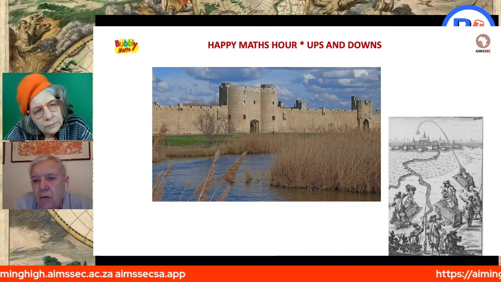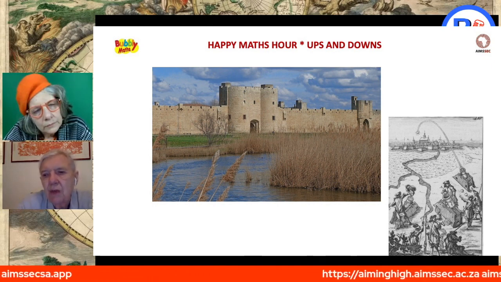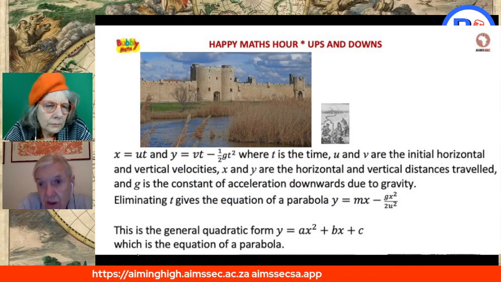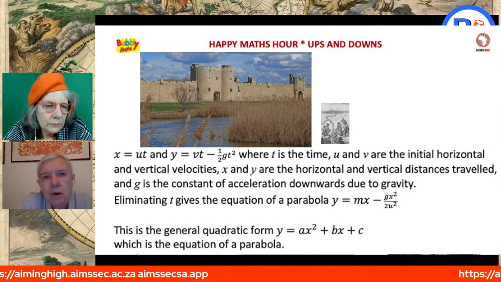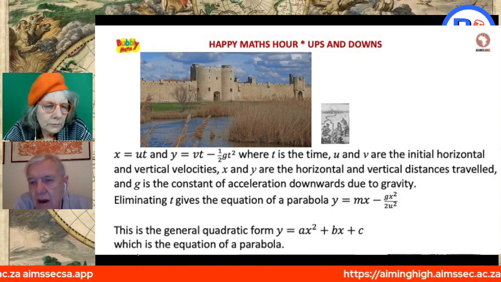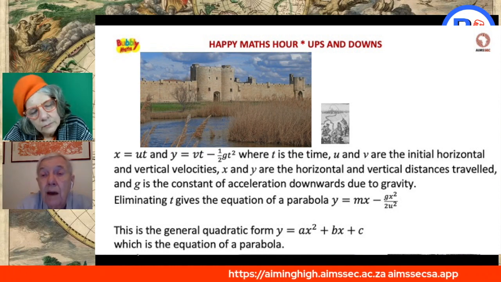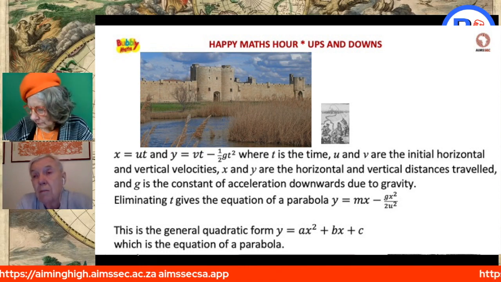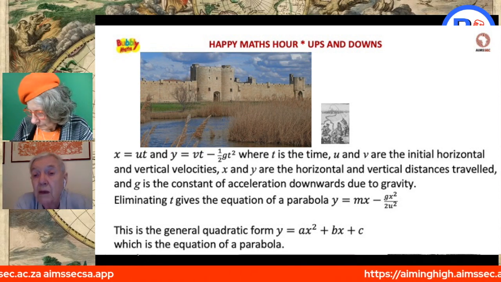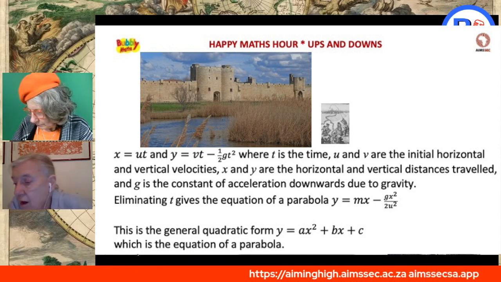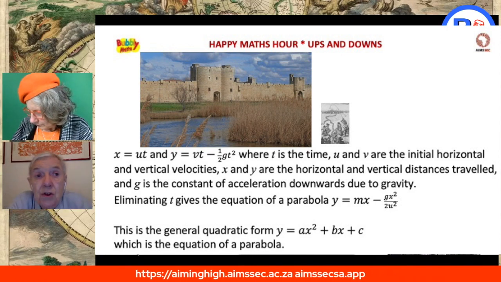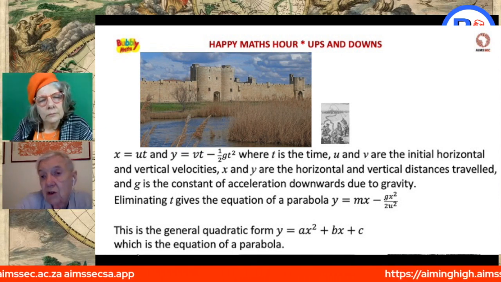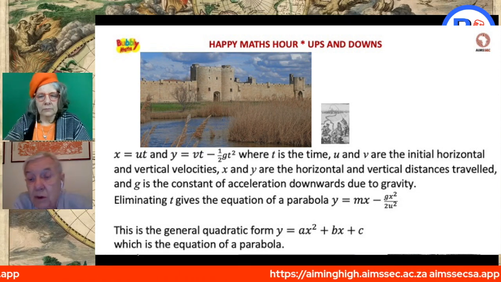Well, we have what we call equations in maths, and we have an equation which defines the parabola, and it's what we call a quadratic equation. That simply means that it's got powers of x squared, x, and just a constant number. So the path will be of the form y equals some constant times x squared plus another constant times x plus a constant, ax squared plus bx plus c.